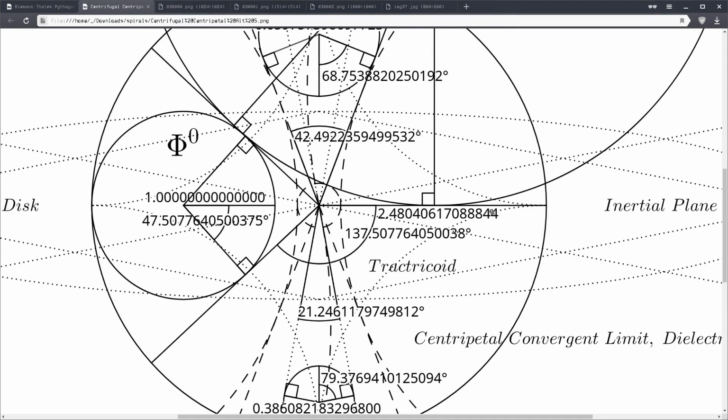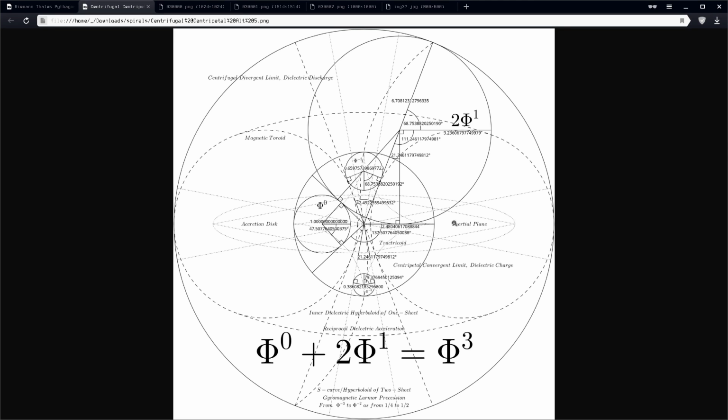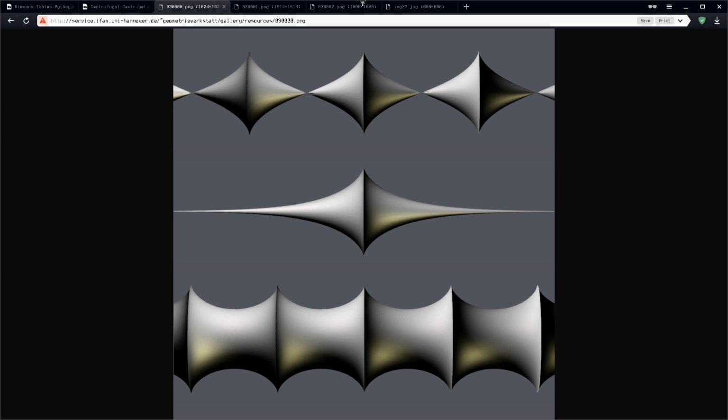So this is phi and phi and 1, and the length of the radius is 2 phi, and there's 2 phi angles here, so one here and one here, to represent polarization, generally speaking. And I'm going to get into this.